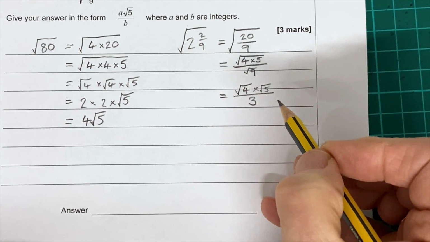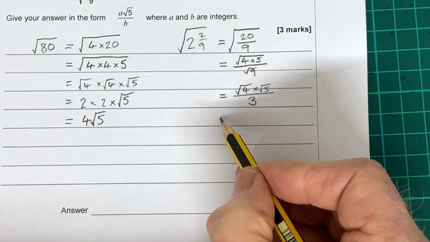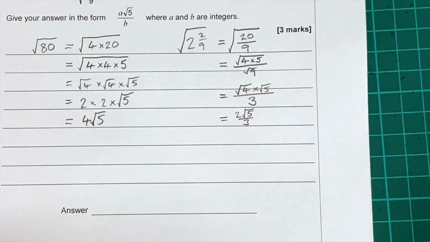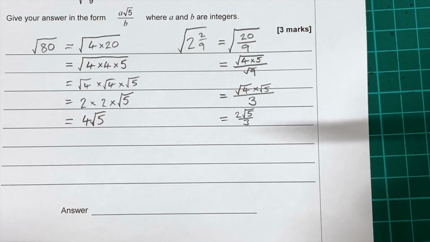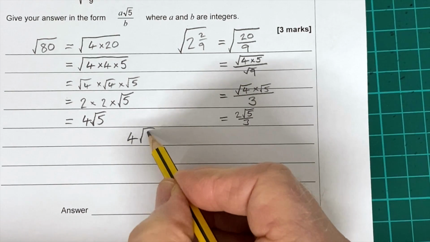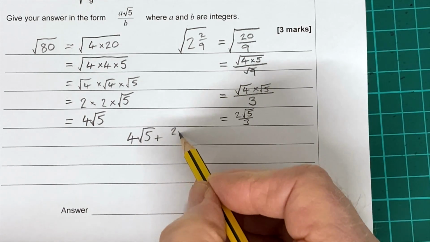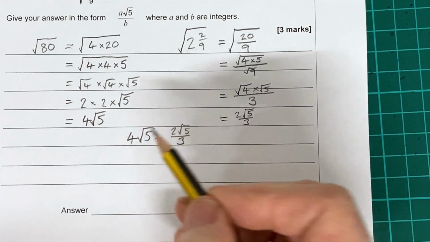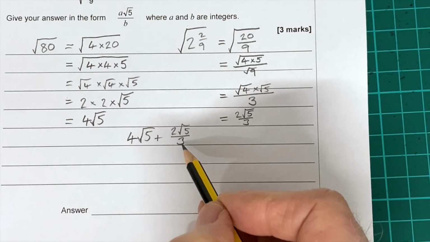So let's put that 3 in. Root 4 is 2, so we've got 2 root 5 over 3. So that's that one expressed like that. And we've simply got to add these together. So we've got 4 root 5 plus 2 root 5 over 3. So this one's a fraction. That isn't a fraction, so we're going to make it into a fraction with a denominator of 3.